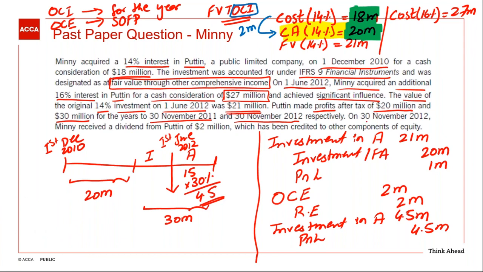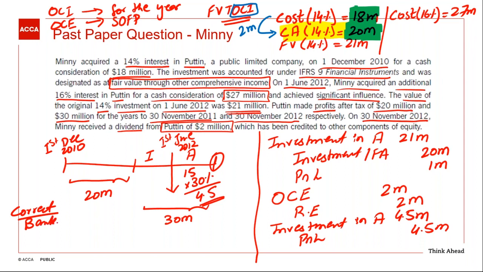The question further says that on 30th November 2012, which is the last day of the year, Mini received a dividend from Putin of $2 million, which means we have received a dividend from associate. Now, when we receive a dividend from associate, what is the correct entry for that?